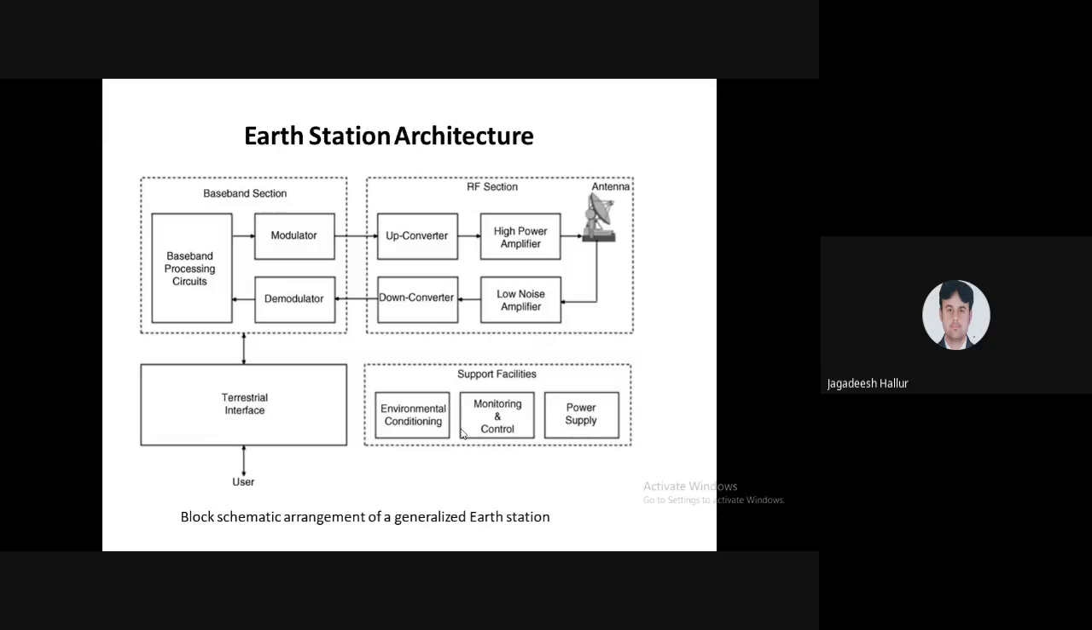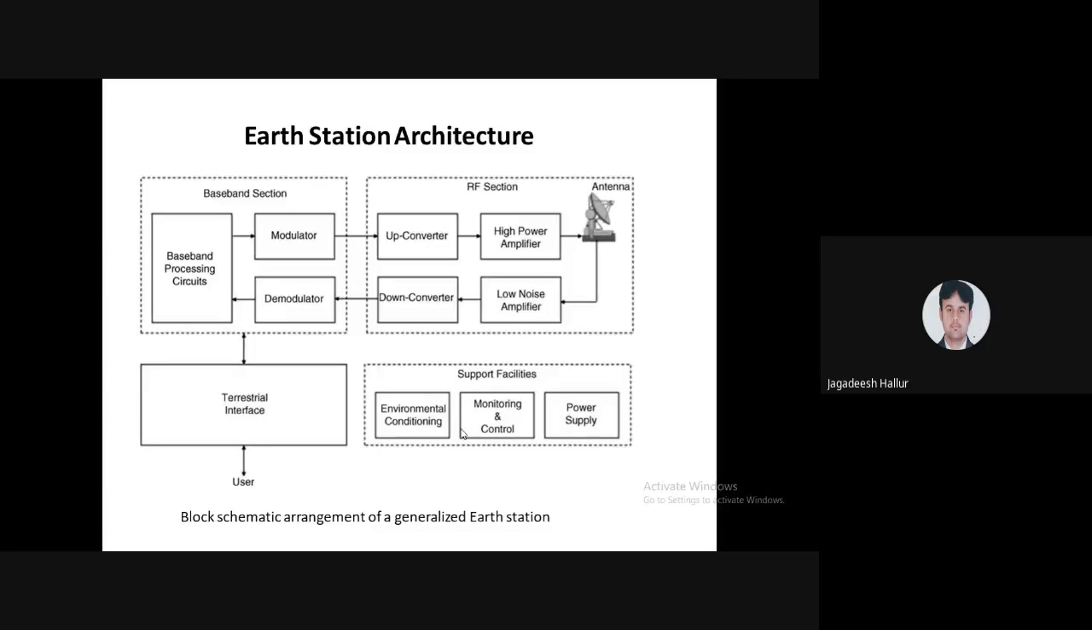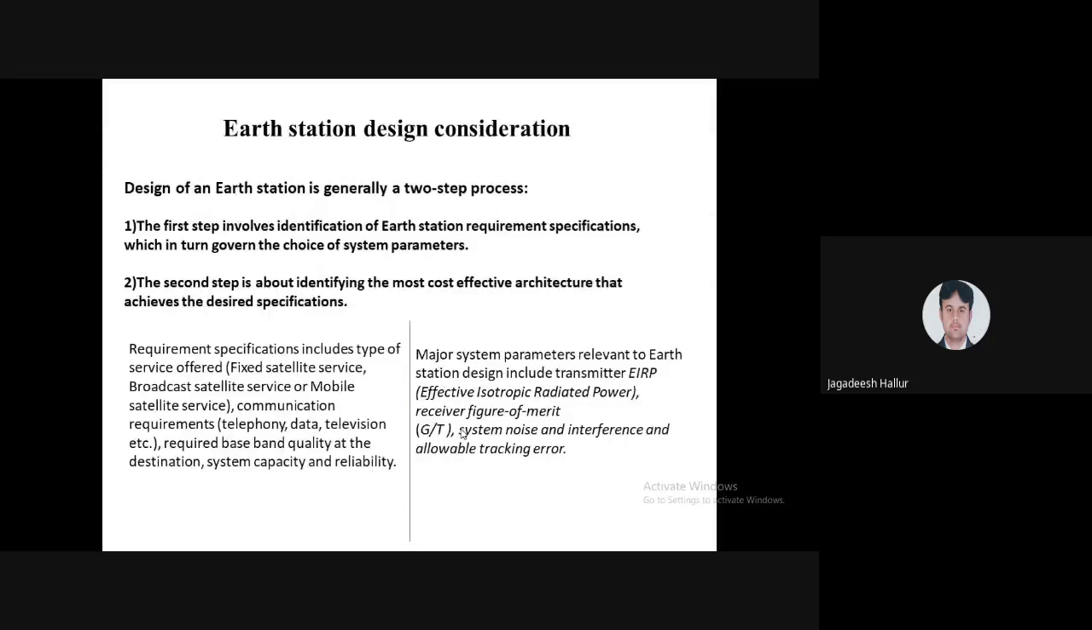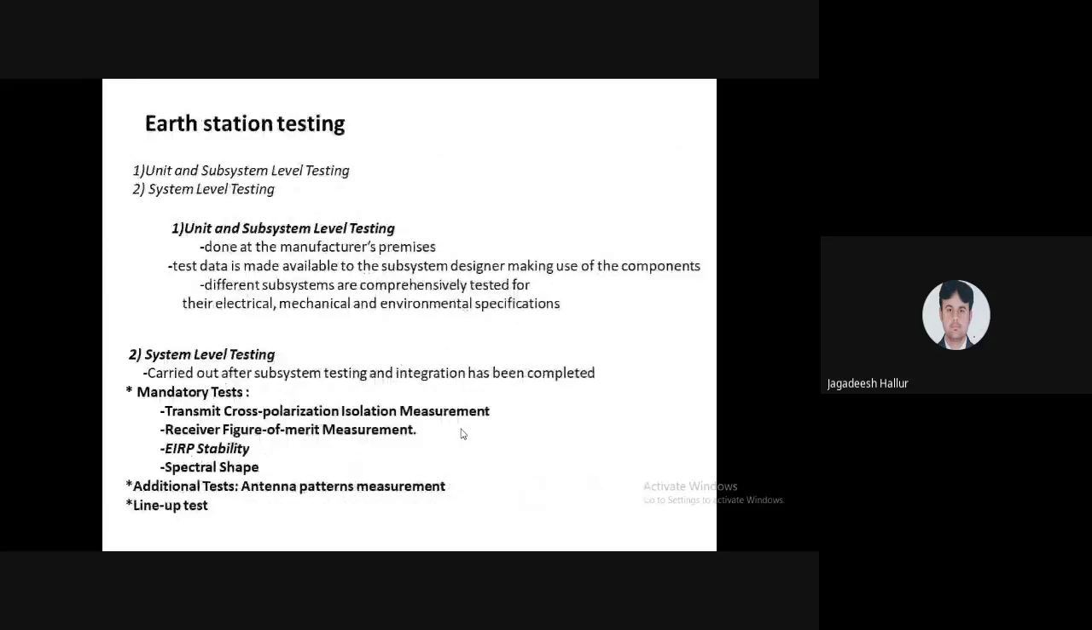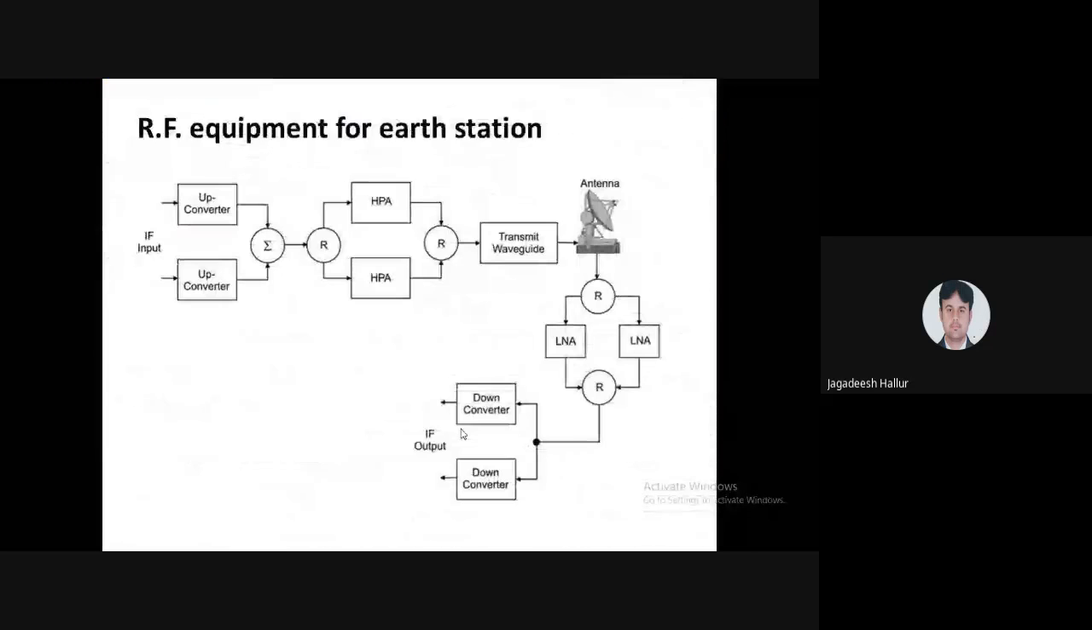For offline, if it is there, they will ask for 6 marks. You have to explain the architecture of the Earth station. This is the baseband signal section, RF section, and support facilities. These are the different blocks we are going to use. After that, you have seen the design considerations. By designing the Earth station, which parameters we require, and we have to see the different parameters of Earth stations. And lastly, we have seen the RF equipment for Earth station.